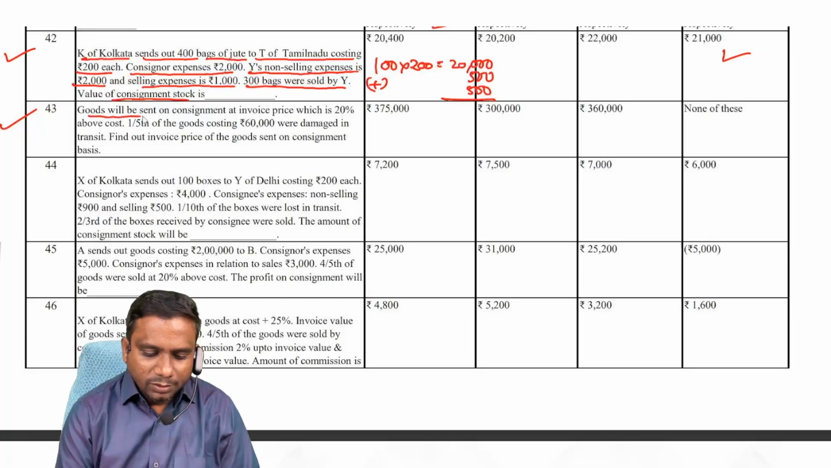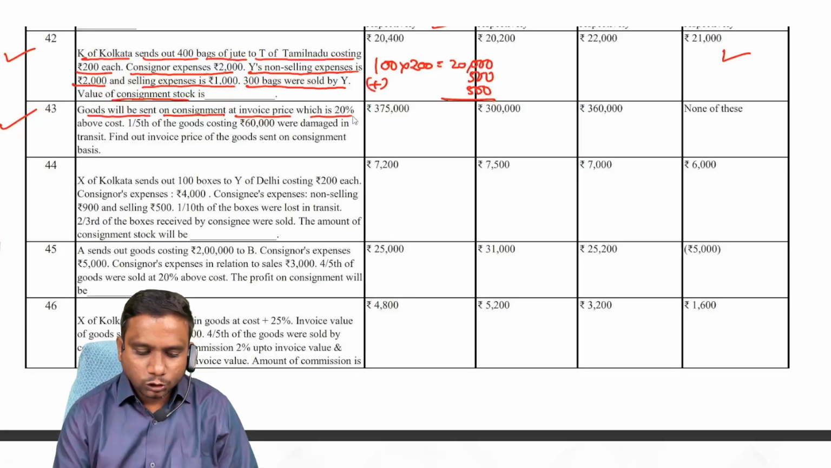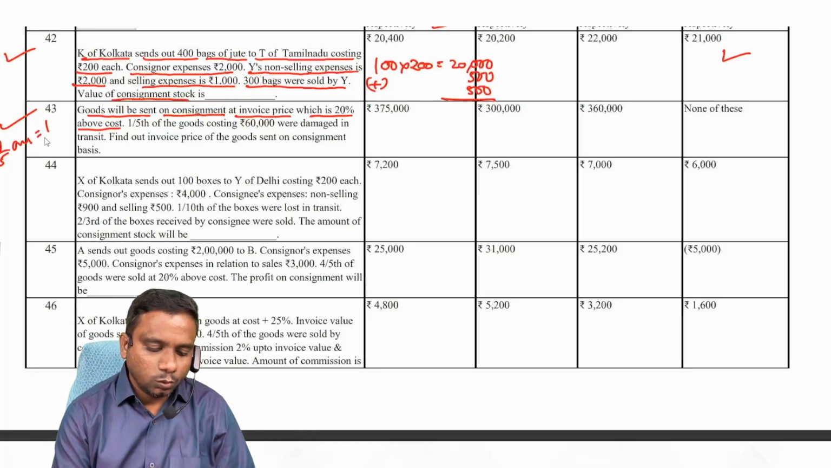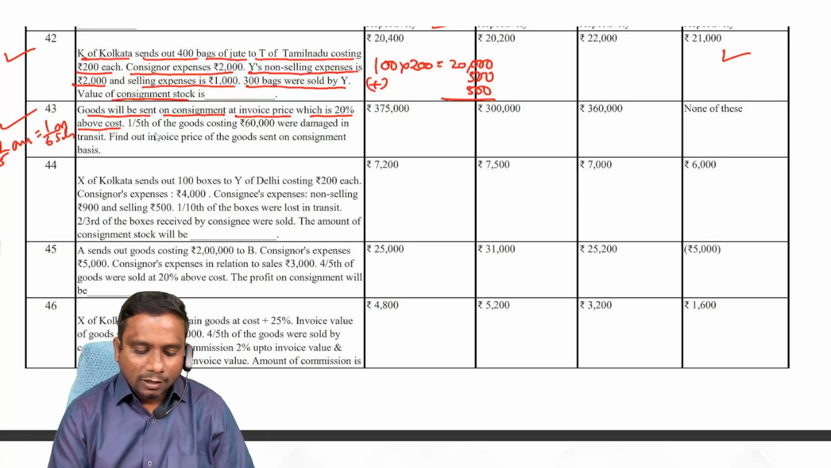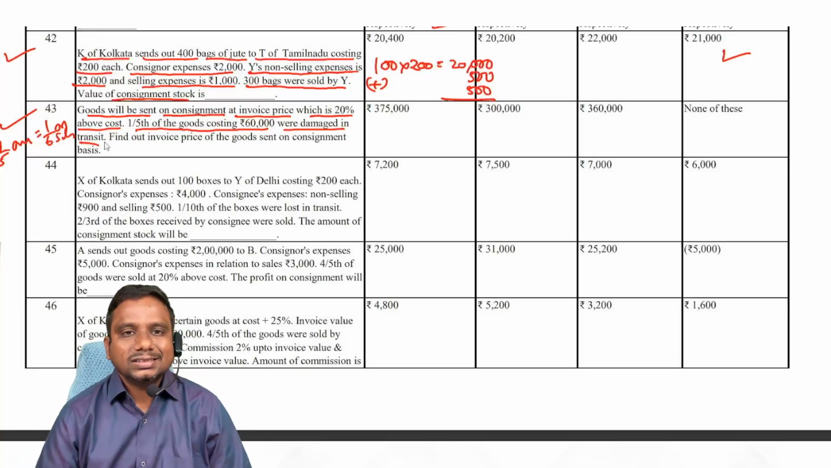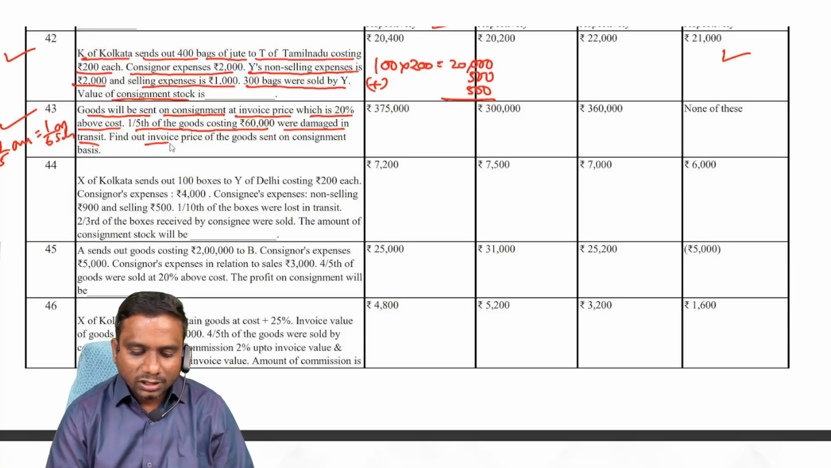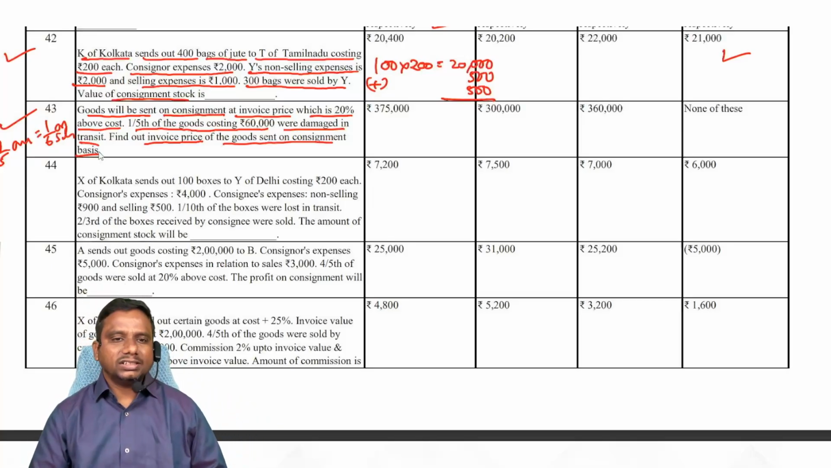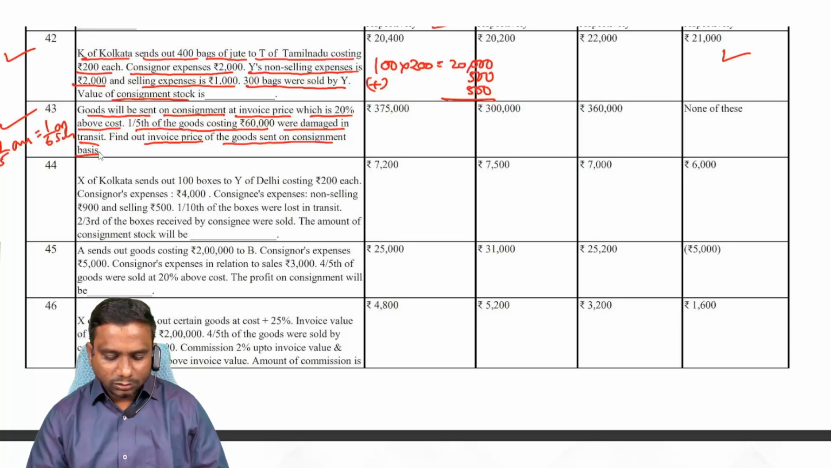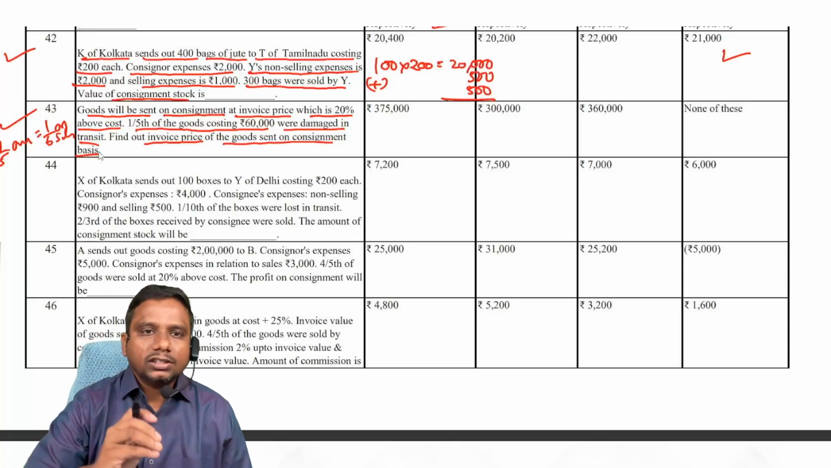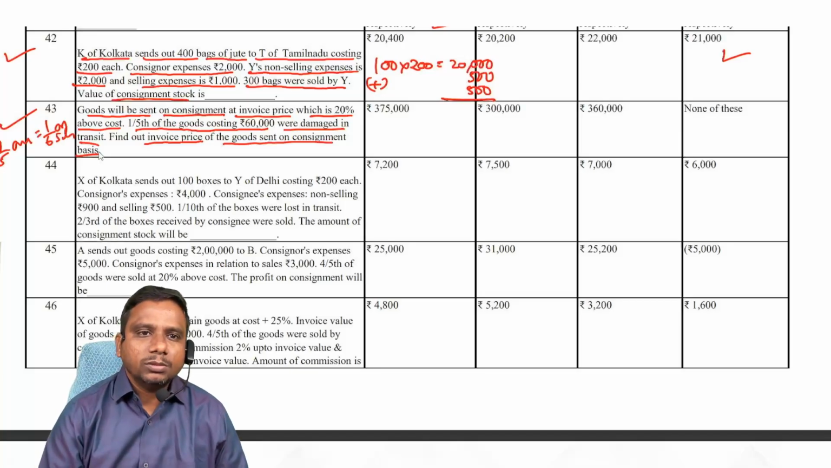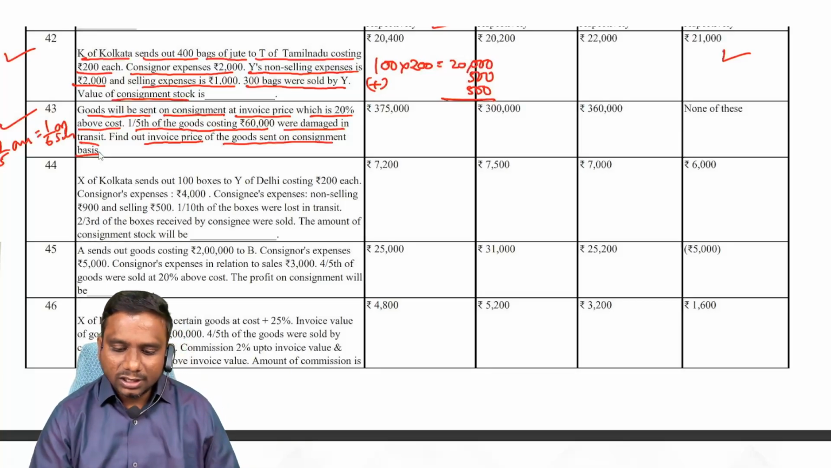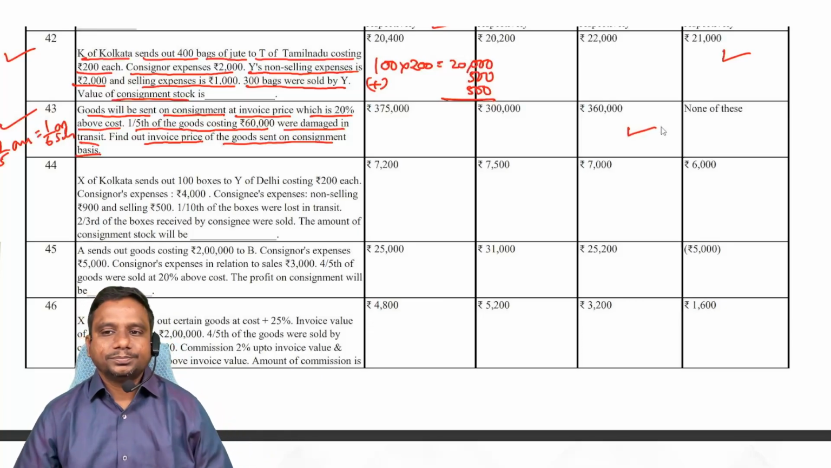43. Goods will be sent on consignment at invoice price, which is 20% above cost. 20% above cost means 1 by 5 on cost equal to 1 by 6 on sales. Yes or no? 1/5 of the goods costing 60,000 were damaged in transit. Find out the invoice price of the goods sent on consignment. First, calculate 1/5 of the goods costing 60,000. Full value of goods: 60,000 into 5, 3 lakhs. 3 lakhs is the cost of goods sent. Now invoice price will be 20% above cost. So 3 lakhs plus 20%, 60,000, is the value of goods. Observe, students. Yes or no?